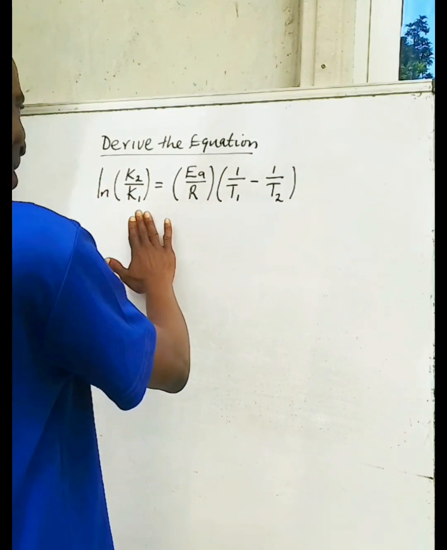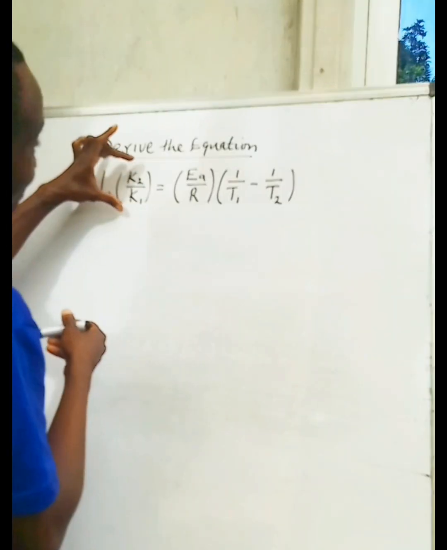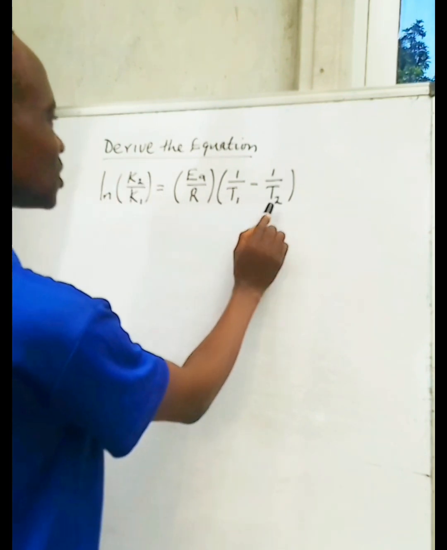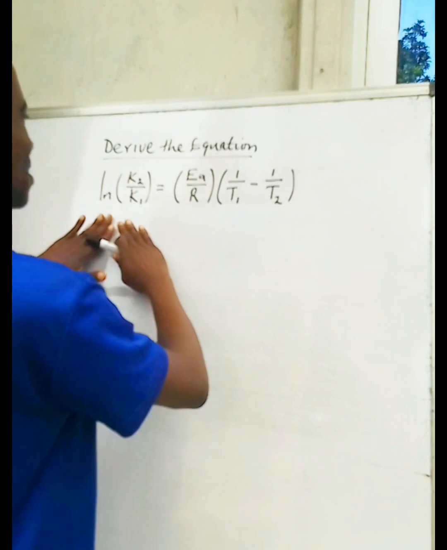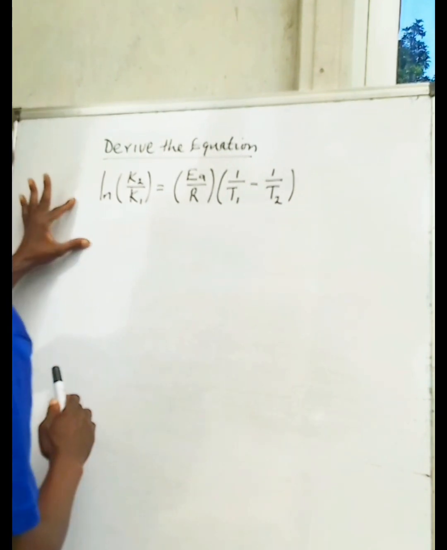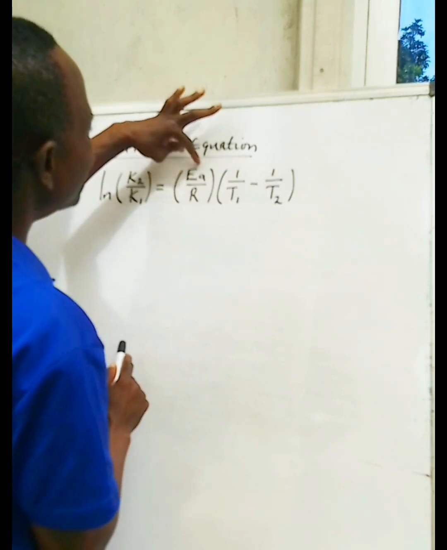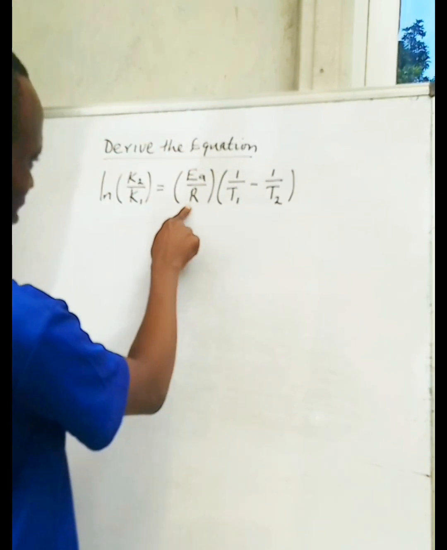We must first understand what this equation is. These are rate constants, K2 and K1, for different temperatures, T2 and T1. So this is a mathematical relationship between the rate constants at different temperatures and the activation energy of the reaction. This is the molar gas constant.